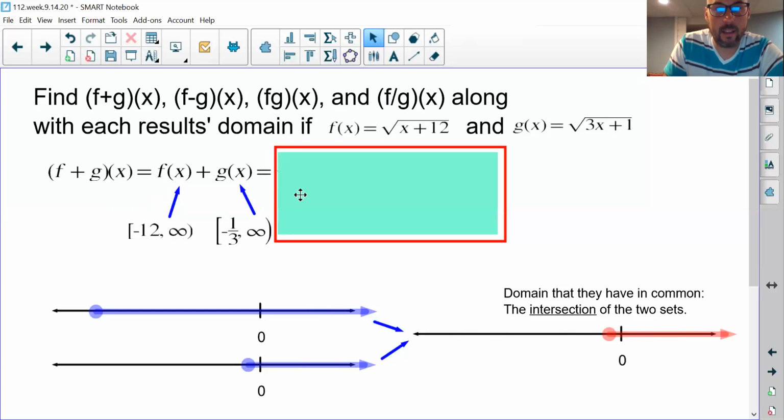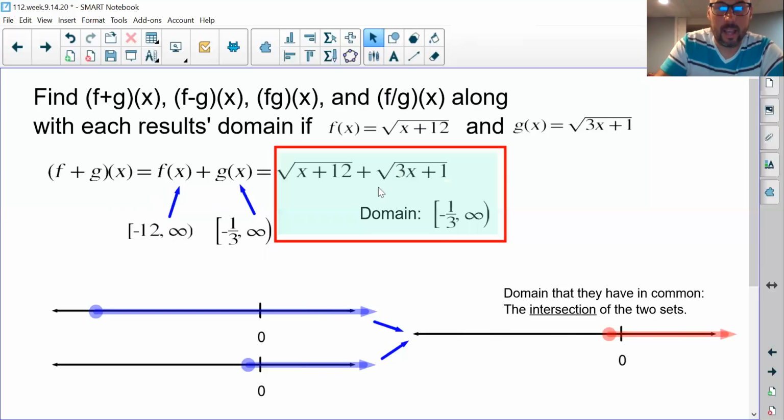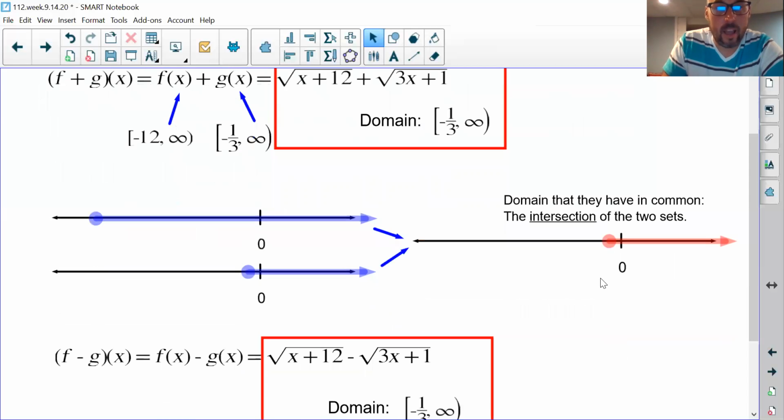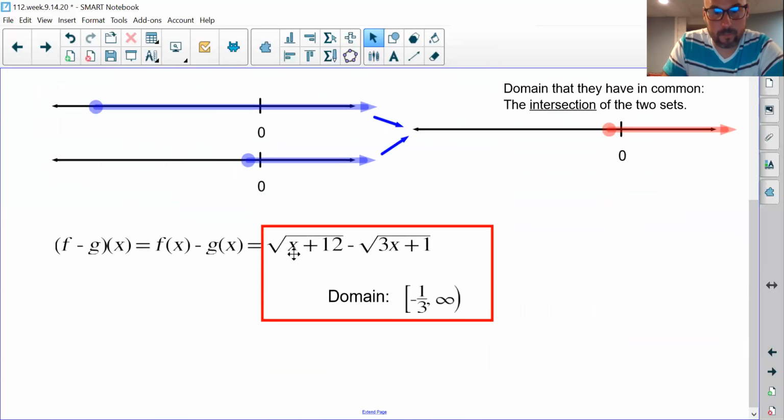And I'm going to add f plus g. And this is a great problem because there's not much to do. We can't really simplify this. They don't have the same radicand. So I just leave it here. This is the sum of f and g, and here's the domain. Now, f minus g, similar story. You can't simplify them. Make sure there's a minus sign here. Same domain for the same reason.